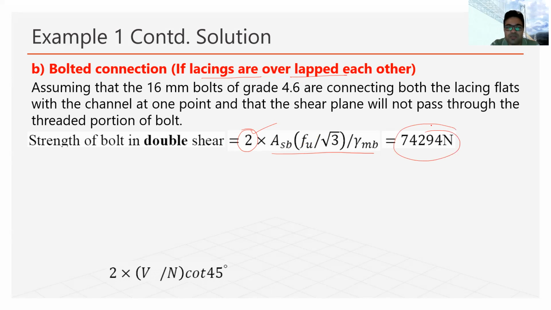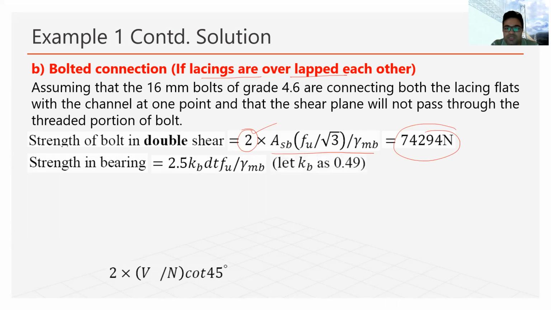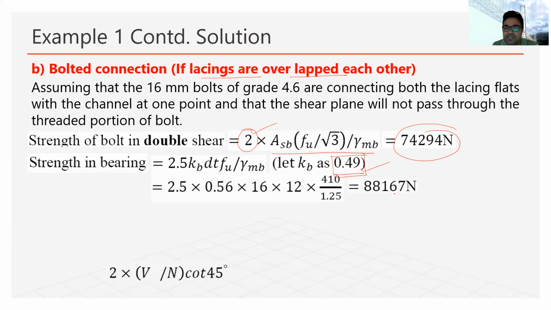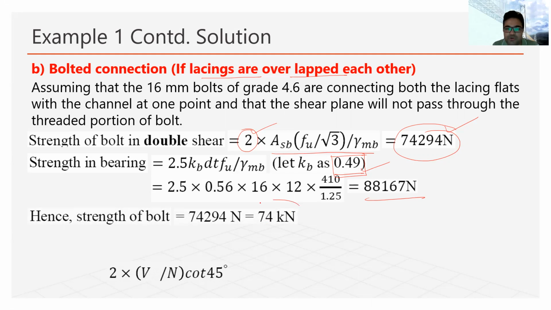74.294. Similarly, if we find out the strength of bolt in bearing, again we have to put the kb value. I am assuming here kb value as 0.49. You have to actually calculate it, but I have shown you the process of how we find the kb value. Here I am directly assuming kb as 0.49 because generally kb value is around 0.5. Putting the value, we can calculate which is 88.167. Here again you can see this value is the lower one, so we can adopt this as the strength of bolt. So the strength of bolt is 74 kilonewton approximately.